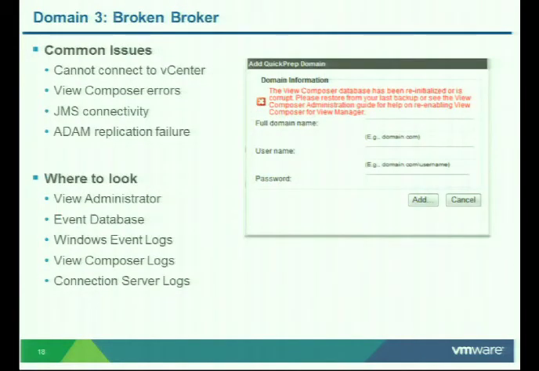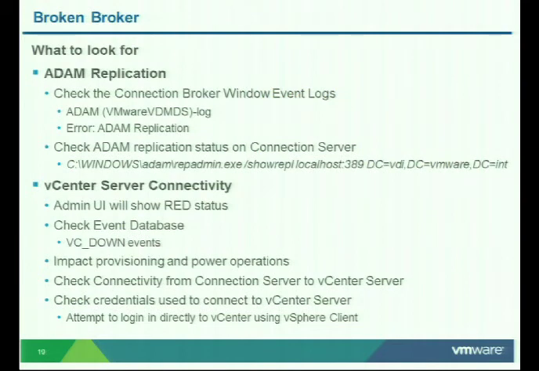Finally, domain 3, broken broker. Sometimes some of the components on the broker will fail. We'll talk a little about some of those. So maybe the broker can't talk to vCenter, maybe View Composer's broken. But specifically, we'll talk a little bit about JMS and Adam. We use Adam to replicate configuration information between connection servers. So that View LDAP information that you see, we use the Microsoft Adam technology to replicate that across a cluster of connection servers. Sometimes this can fail.